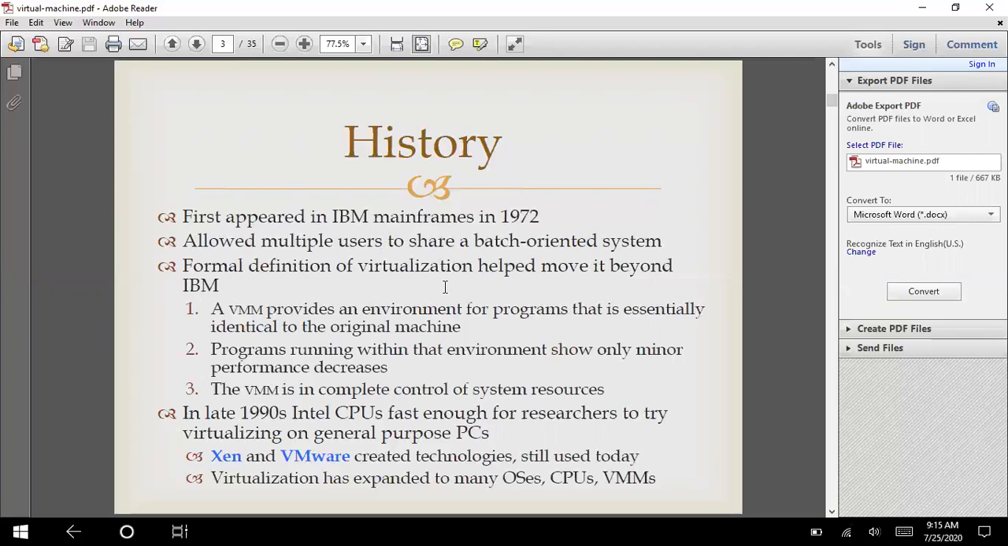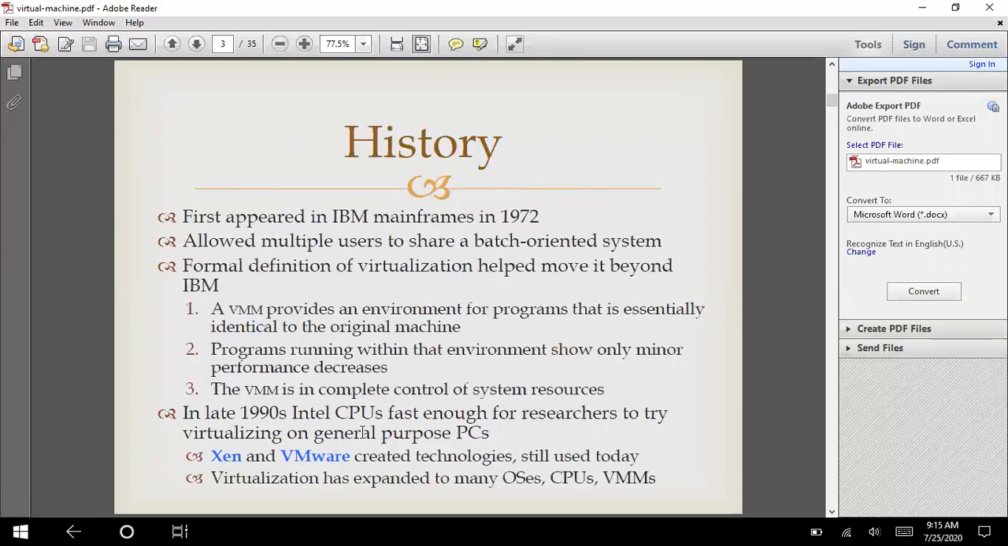A formal definition of virtualization helped move it beyond IBM. A virtual machine provides an environment for programs that is essentially identical to the original machine. Programs running within that environment show only minor performance decreases. The virtual machine is in complete control of system resources. So this is the formal definition of virtualization.